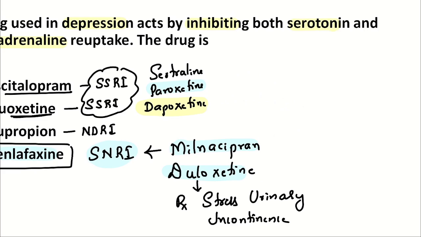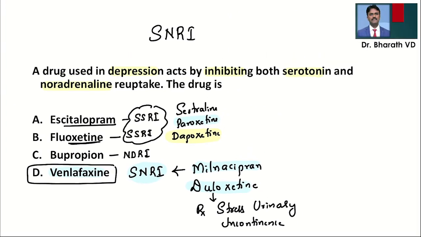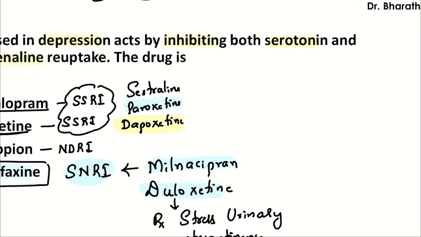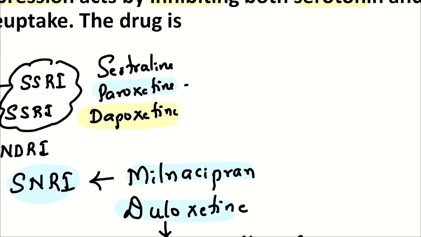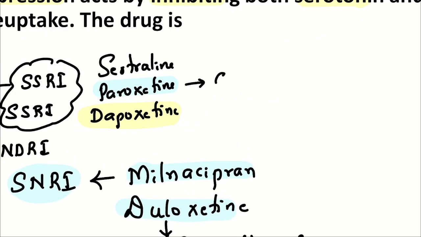For stress urinary incontinence, the treatment is surgery, but until that, you can give this. So I asked you a question. If we use paroxetine in pregnant women, it can cause cardiac defects in the fetus.